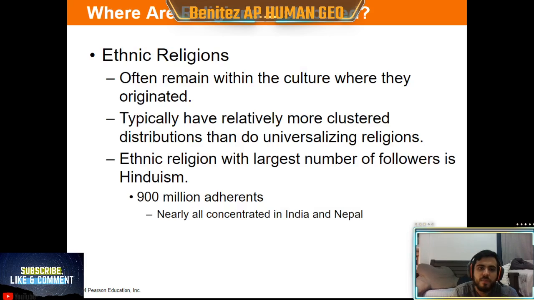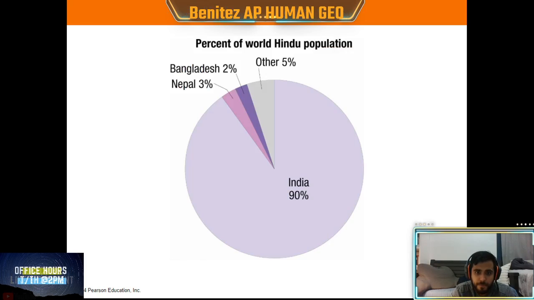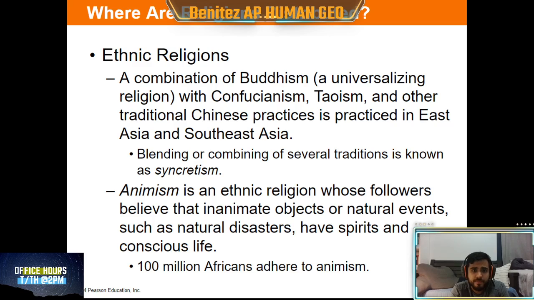And then here are some examples of ethnic religions. The largest ethnic religion is Hinduism, which you will find in India. 90% of the Hindu population is in India. Another example of ethnic religions is a form of Buddhism that combines itself with traditional Chinese practices called Confucianism and Taoism, and you will find this in Asia. And then you will also find another ethnic religion called animism, which believes that objects or natural events have spirits.